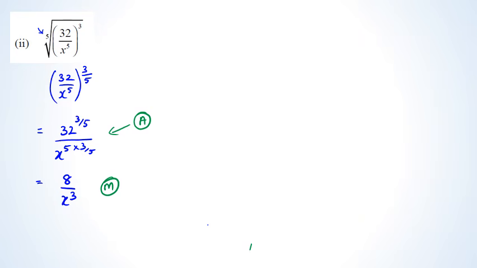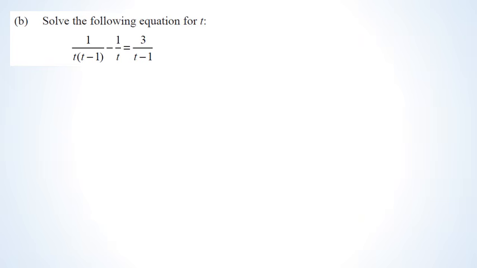All right, let's go to question B. Question B says, solve the following equation for t. Okay. Now, what I'm going to do with this particular question, looking at the denominators, is make all the denominators the same, then I can just say the numerators are equal as well. If you look at it, t times t minus 1 is what we have here. We've got t here, we've got t minus 1 here.